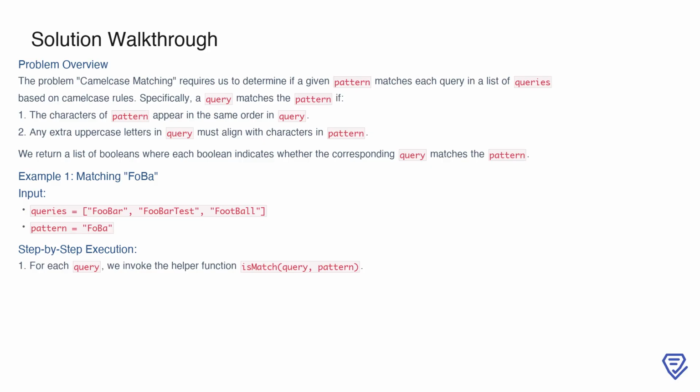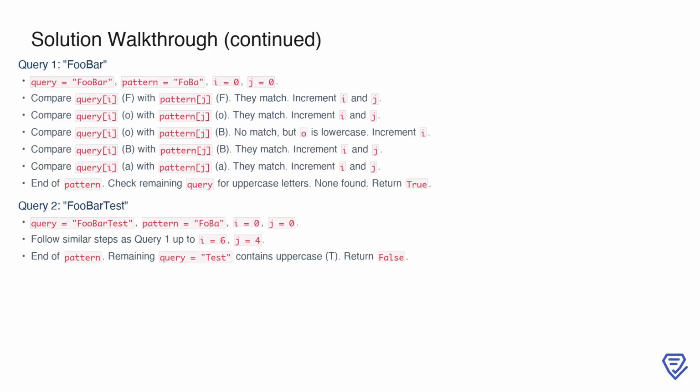For example, consider the input queries FooBar, FooBarTest, and FootBall with the pattern FoBa. To solve this, we define a helper function called isMatch that checks each query against the pattern step by step. Starting with the first query, FooBar, and the pattern FoBa, we initialize indices i and j to 0, which represent the current positions in the query and pattern respectively. We compare the first character of the query, F, with the first character of the pattern, also F, and find a match. Both indices are incremented.